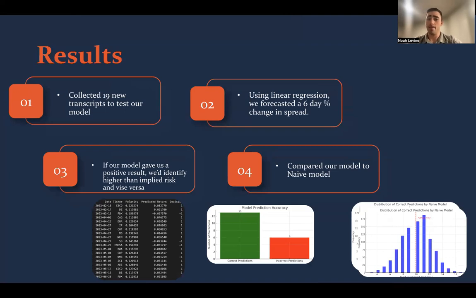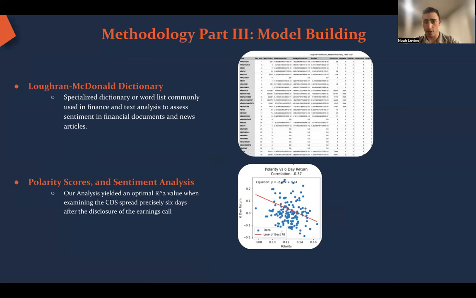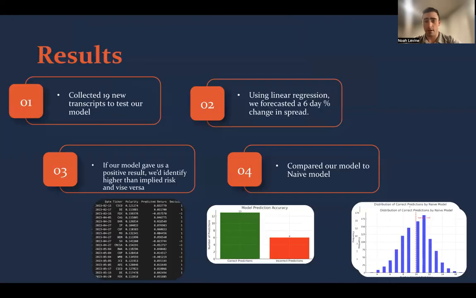So we used 19, and using that linear regression model, this equation line, and putting in the polarity score for these new 19 transcripts, we were able to predict whether the spread would go up or down. And that's ultimately what this picture on the right is. You can see whether a spread went up or whether it went down. And we can see that 13 of these were predicted correctly and 6 weren't.